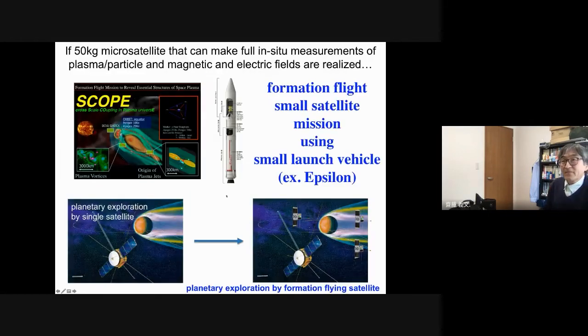Okay, if we can realize the 50-kilogram micro satellite that can make fully in-situ measurements of plasma particles and magnetic and electric fields, the formation of light small satellite missions using small launch vehicles like the Japanese Epsilon rocket is realized. And far in the future, we'll be able to realize formation flying satellite missions in other planets. In order to realize this, we need international collaboration. For example, one country provides one small spacecraft that is not so expensive. So in the future, we'd like to collaborate with Taiwan also.